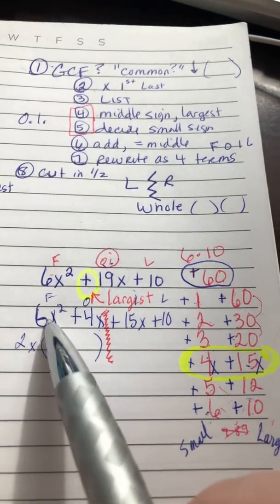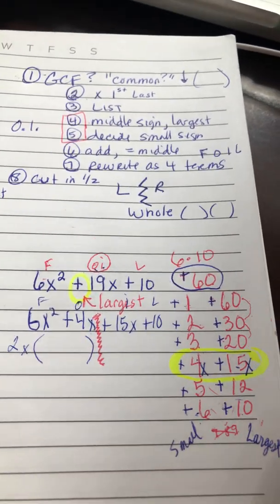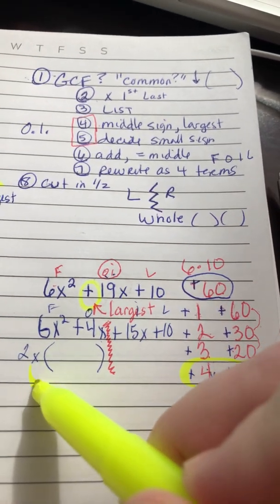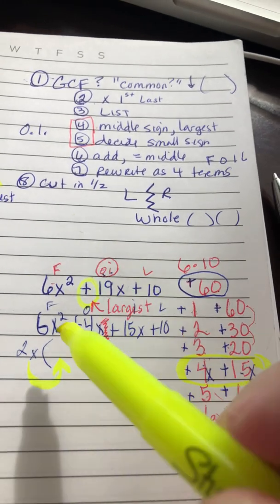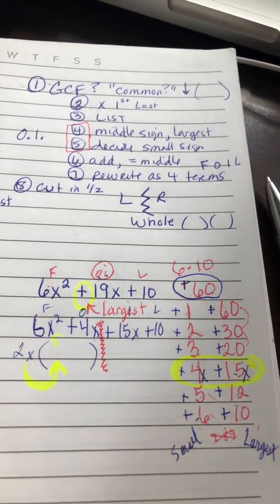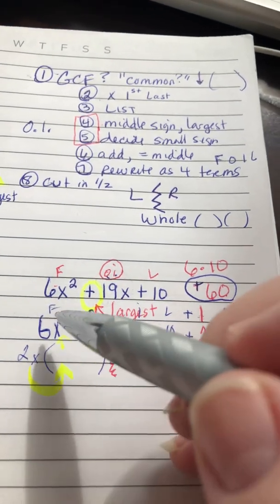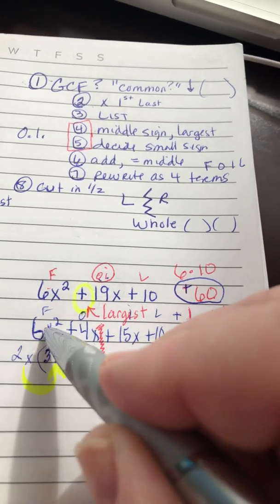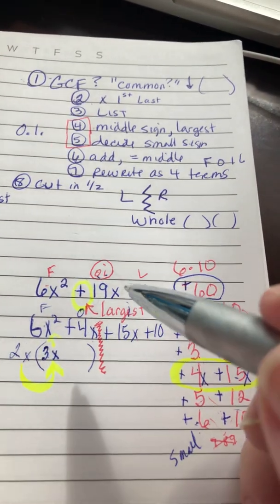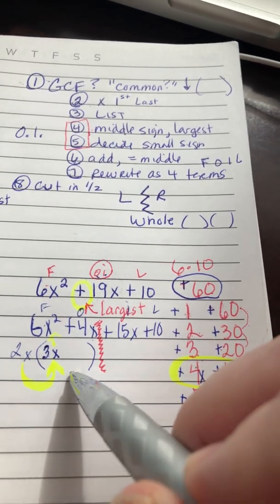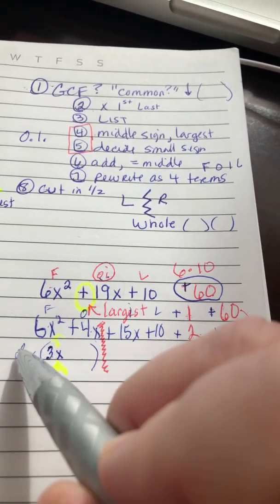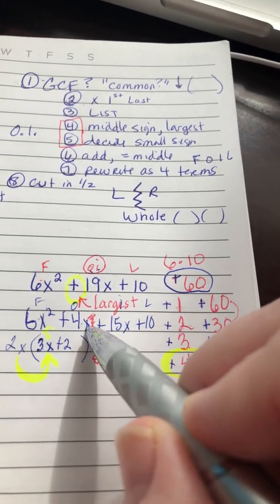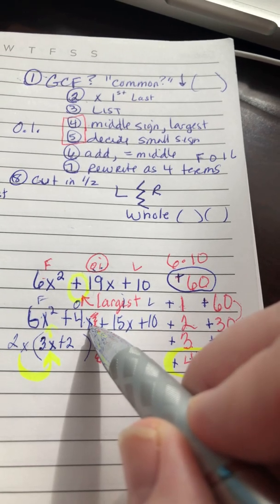So if I pull the 2x out of here, basically I'm saying, I know 2x was in common. If I multiply 2x times whatever's here, I should land up here. So what times 2x gives me 6x squared? So it's going to be a 3x. Because 2 times 3 is 6, and x times x is x squared. And then do it again. What times 2x gives me 4x? Well, 2 times 2, and we don't need any more x's.